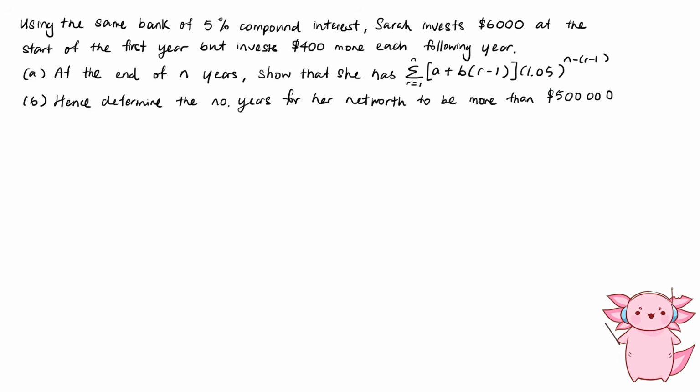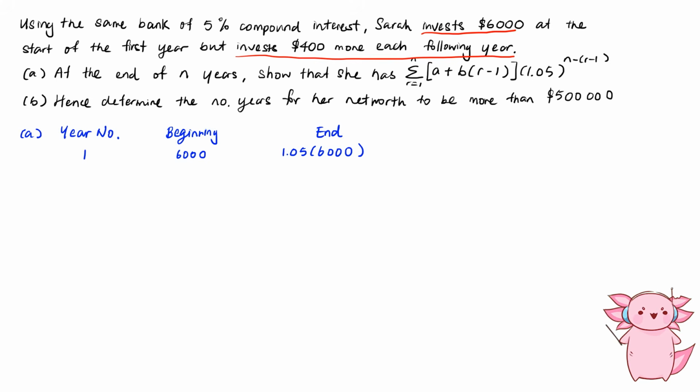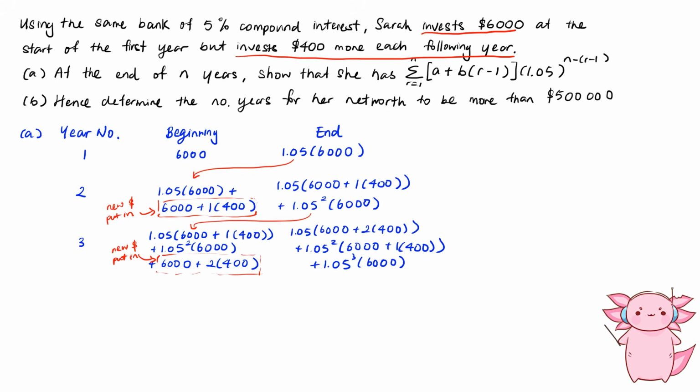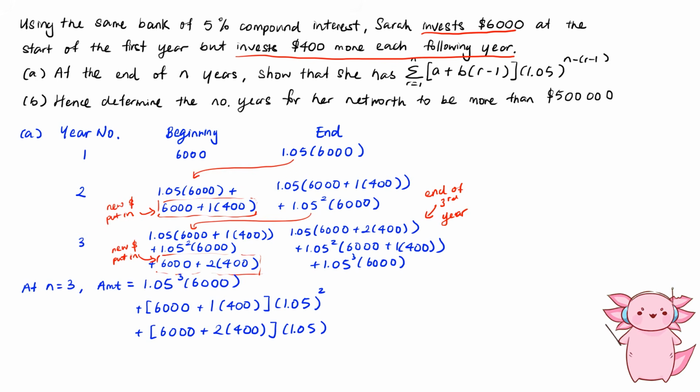This example is a little more challenging, where Sarah puts in $6,000 in the first year and then invests $400 more in the next year and so on, making it pretty complicated, and it's harder to see the pattern here. At the end of the third year, n is equal to 3, so let's analyze each individual term. In a summation starting from the first term, r is equal to 1 and so on, let's take a look at this term where r is equal to 2.